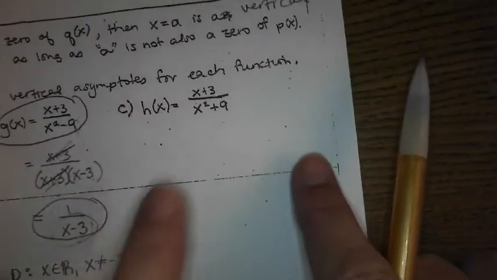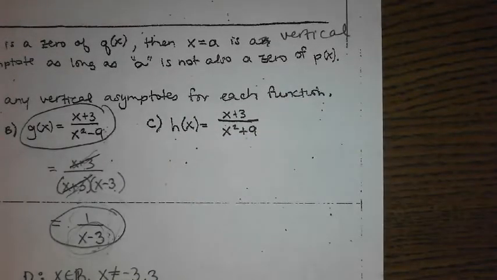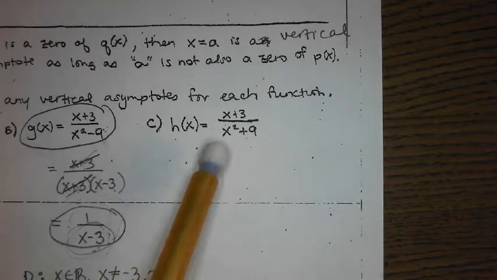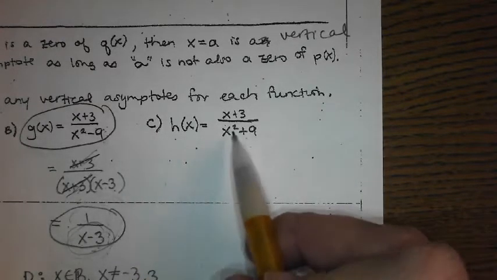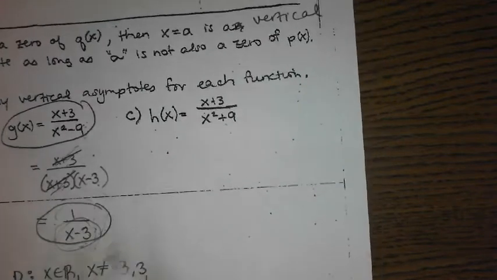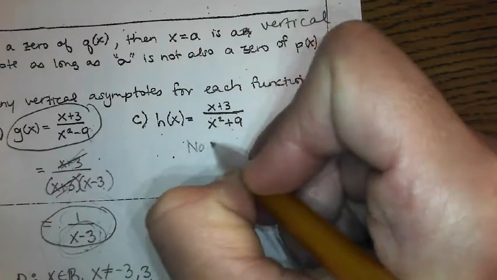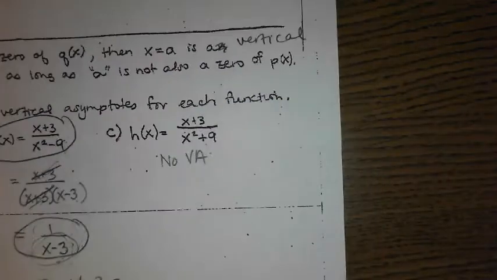Okay. And then this last one, the denominator is not factorable, is it? Sum of perfect squares. There are no vertical asymptotes here because no number that I plug into the denominator is ever going to make that equal to 0. So this one has no domain limitations and no vertical asymptotes.